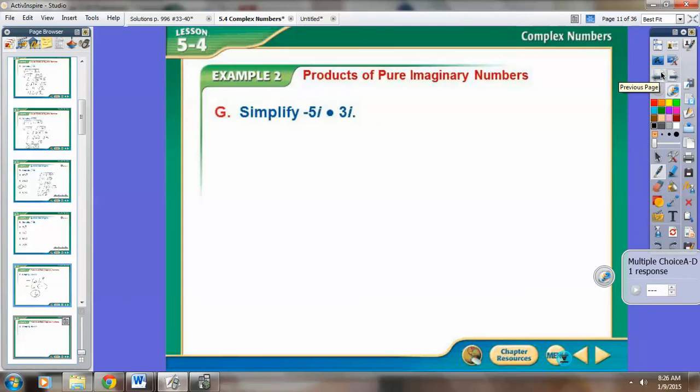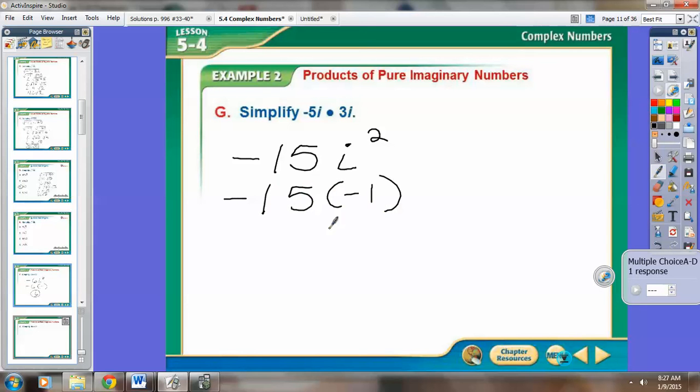Here we have negative 5i times 3i. Again, we can multiply our coefficients, we can multiply our i's. Negative 5 times 3 is, of course, negative 15, and i times i is i squared. We know i squared is equal to negative 1. So negative 15 times negative 1 is positive 15.